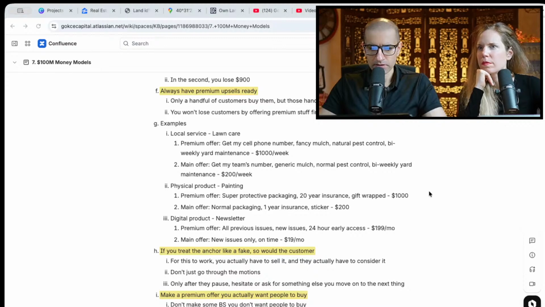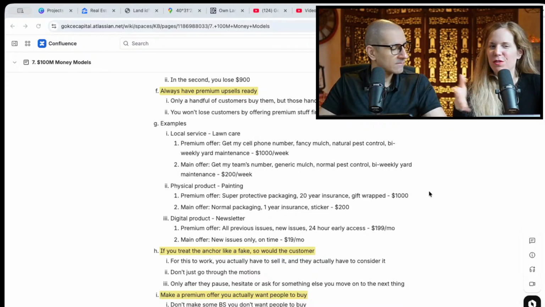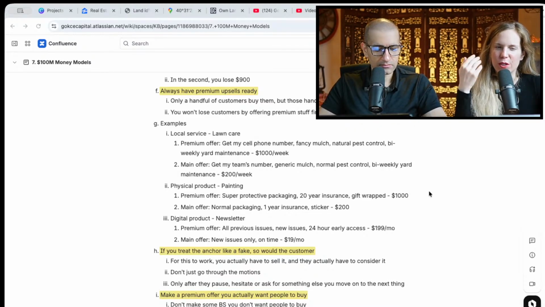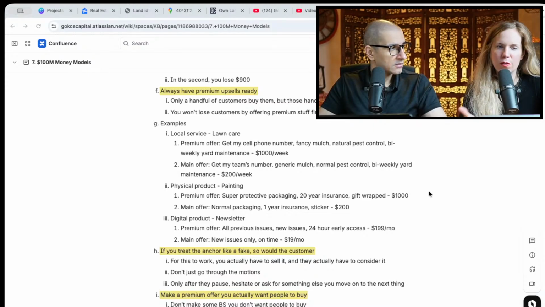Examples. So lawn care service. Premium offer: fancy mulch, natural pest control, bi-weekly yard maintenance, get my cell phone number, for $1,000 per week. Could we do a premium offer where for an extra, I don't know how much a month, you work directly with me? Work directly with you for what? Like you have my number, you would contact me for loan servicing, anything that comes up.